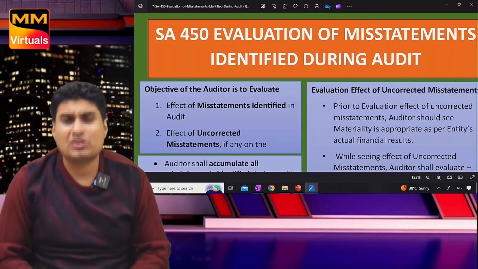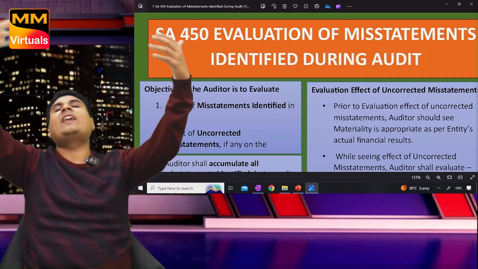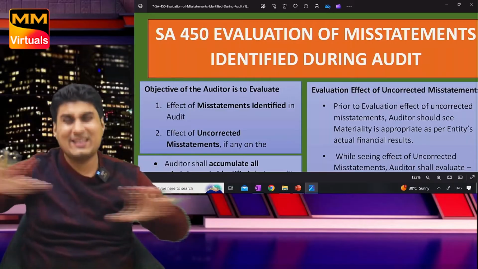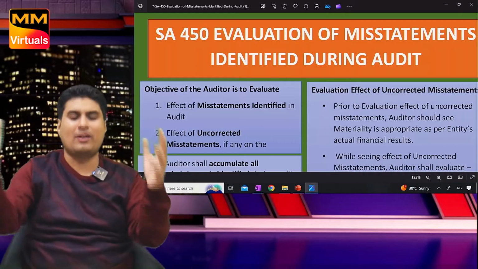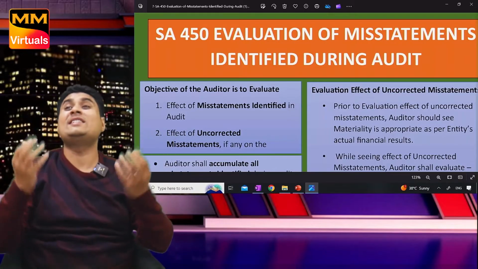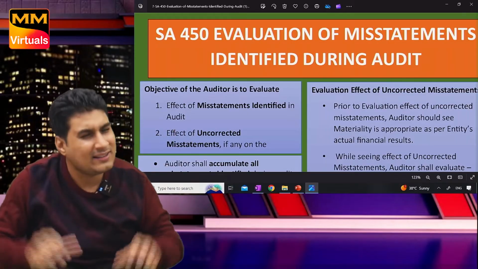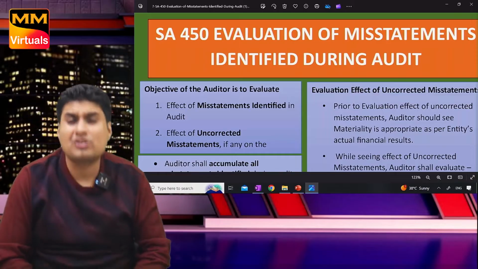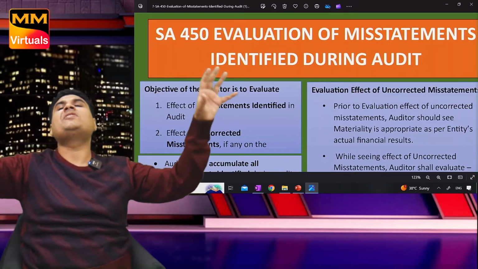SA 450, evaluation of misstatements identified during the audit. Okay. Last, very easy, very chill, very amazing standard. Okay, this also, all three I told you, very easy. New age standards are there, but they are super easy. Okay, SA 450, evaluation of misstatements identified during audit.